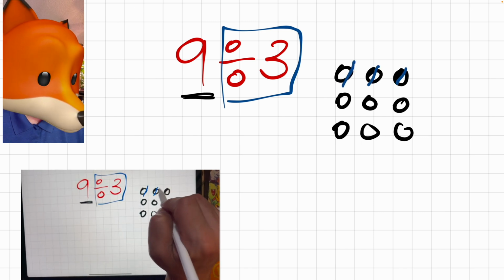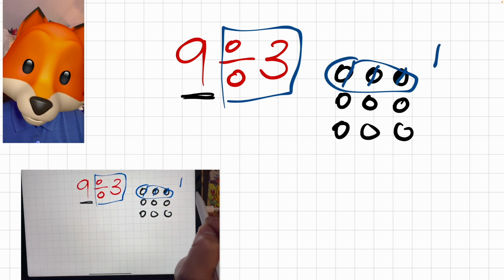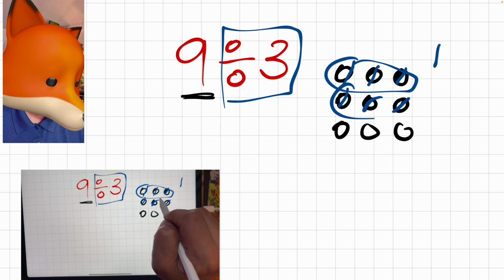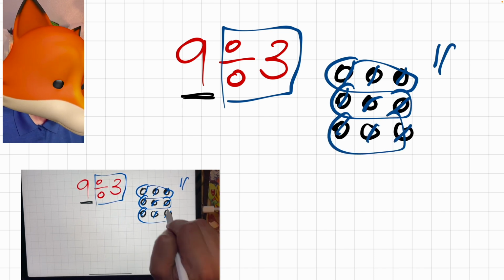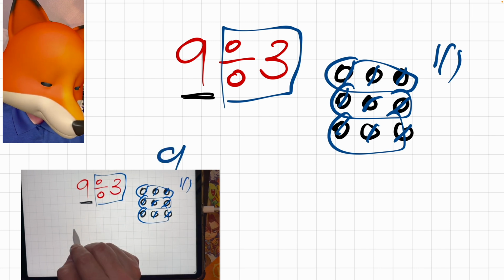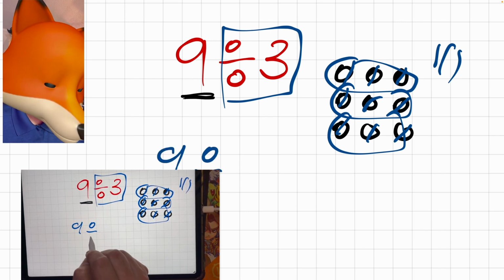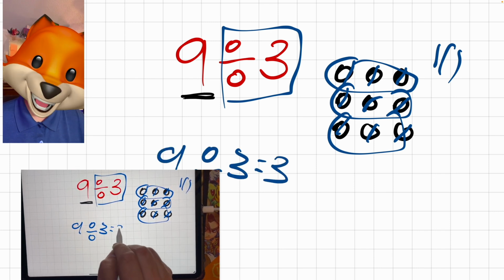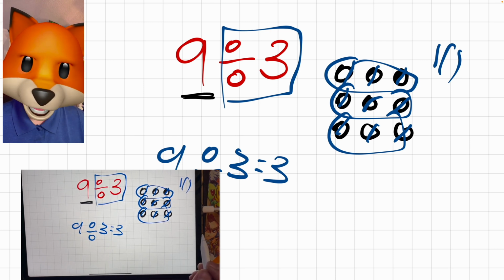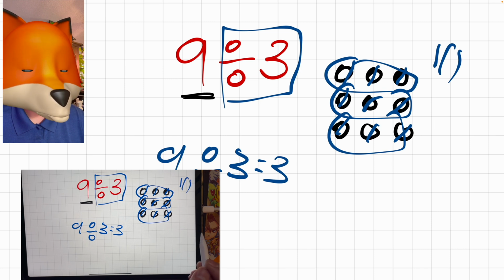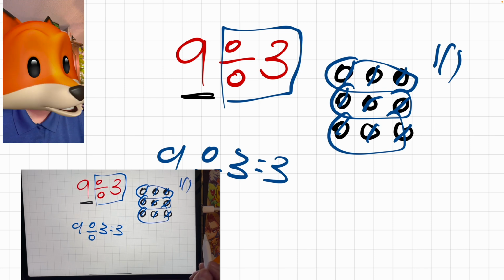1, 2, 3. There's 1 group. 1, 2, 3. There's 2 groups. 1, 2, 3. Well, there's 3 groups. That means that 9 divided by 3 equals 3. And the way we check is just with multiplication. That means that if I do 3 times 3, that better give me 9.